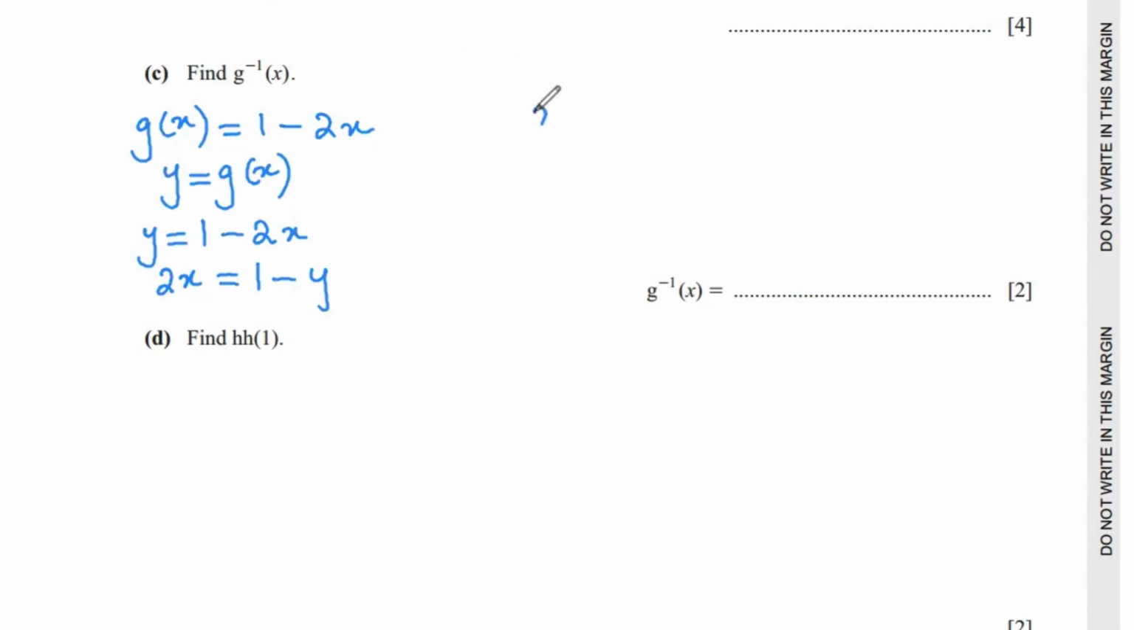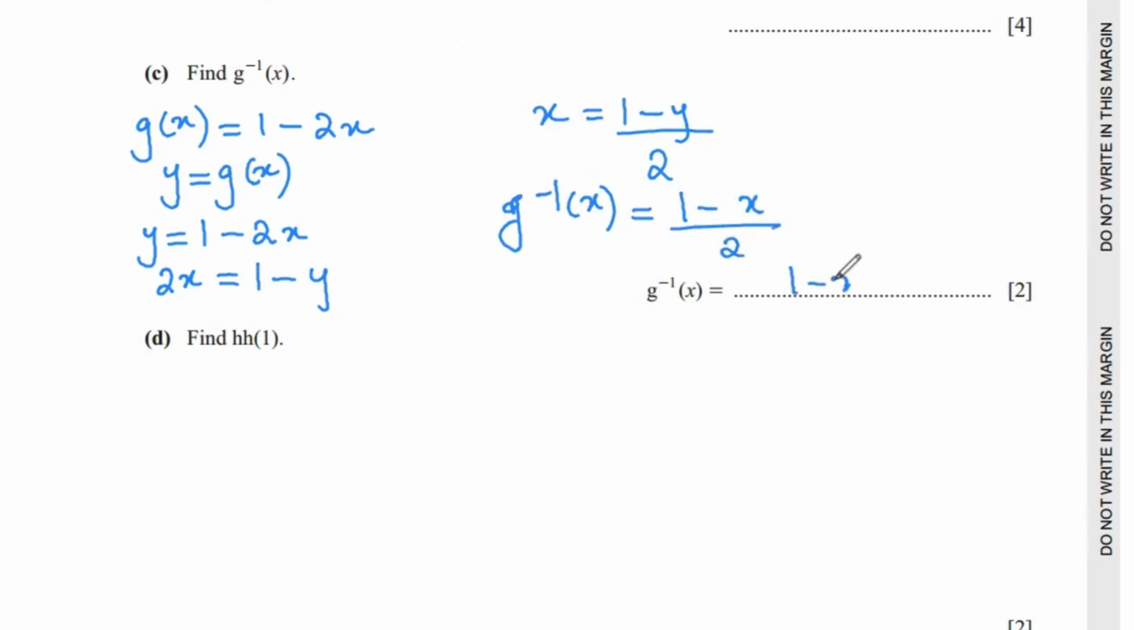So now, to make x the subject, we divide 1 minus y by 2. The last step is to replace x with g inverse of x and y with x. So this is your inverse function. And if you compare your inverse with the original function, you can see that everything is opposite.